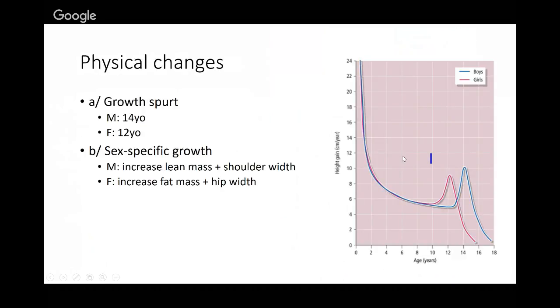All right, so with puberty, you have physical changes. First thing is the growth spurt. So you grow taller really quickly. In females, it happens earlier than males, but the age can vary. And you also have sex-specific growth. So in males, you have an increase in lean mass and an increase in shoulder width. In females, you increase fat mass and hip width.